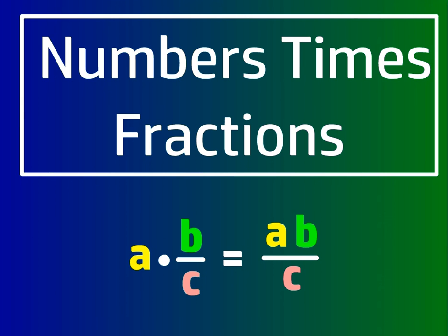So that's whole numbers times fractions, and it's simple. A times b over c gives you ab over c.